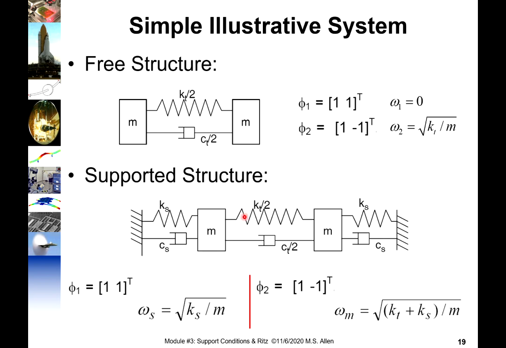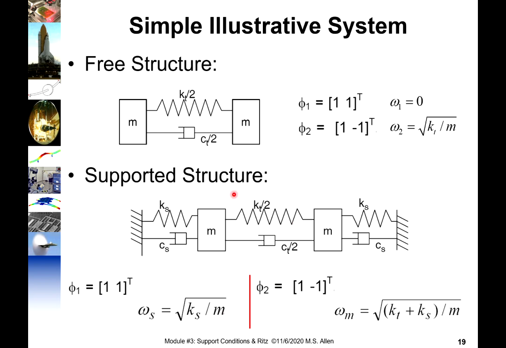The nice thing is with this approach, the mode shapes don't change. And we can calculate the natural frequencies. What used to be the rigid body mode now is an elastic mode, but it still has the structure moving rigidly. So we call that the support structure mode, or maybe the rigid body mode. And that mode turns out to have a natural frequency of ks over m. So the stiffness of the support structure divided by the mass.